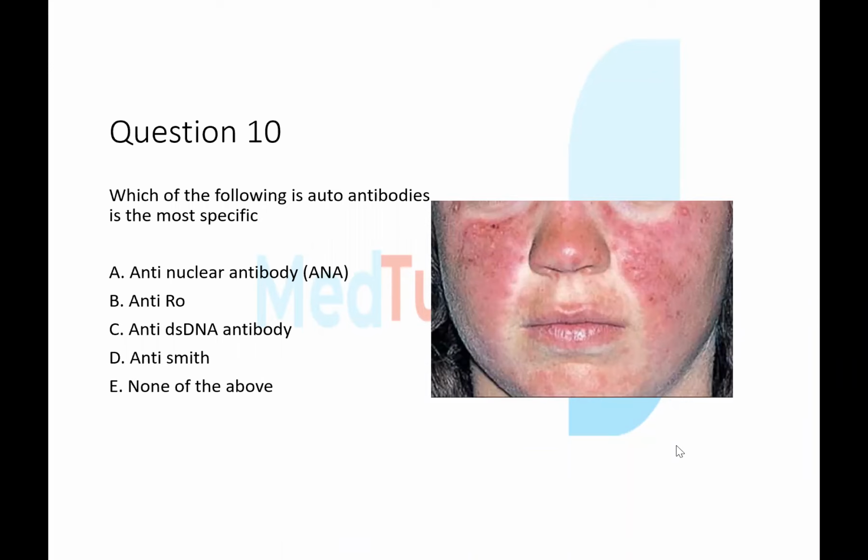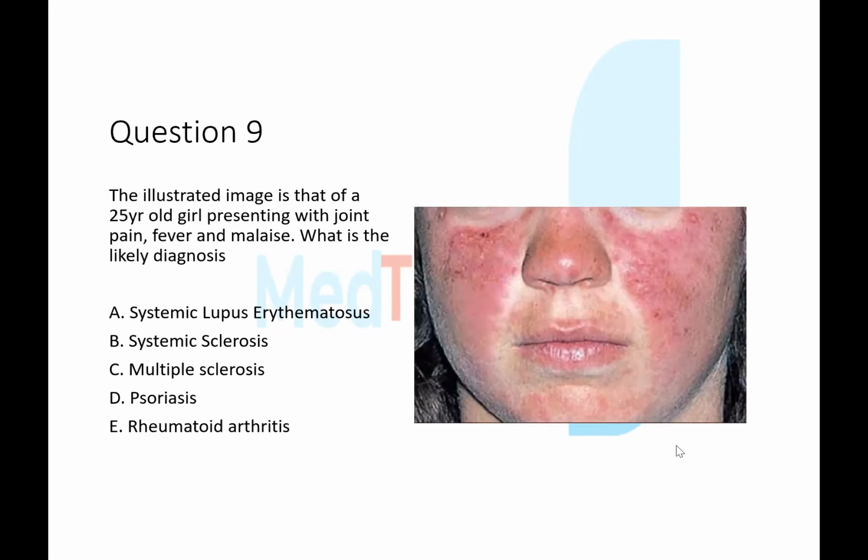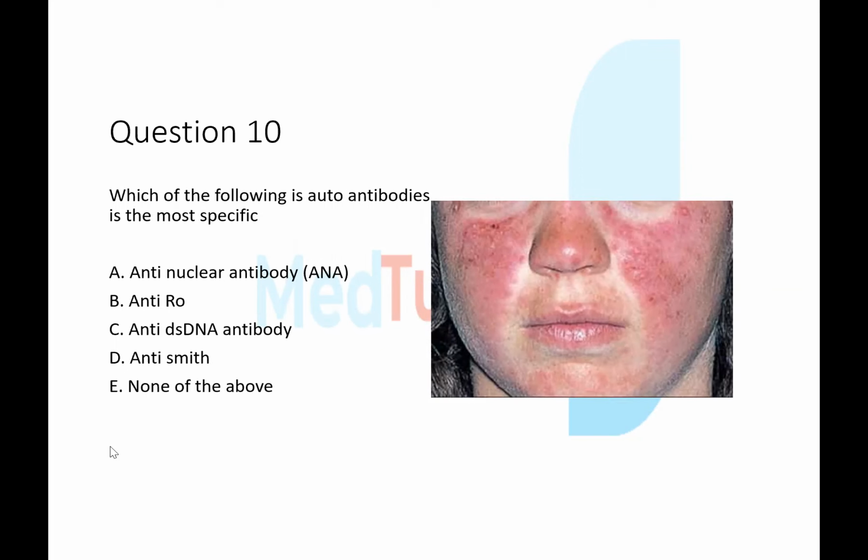Sorry, doctor, question. So for this question that asked more specific, should we take the anti-Smith? If the question says most specific, you go for anti-Smith. If the question says most sensitive, you pick ANA. Is that clear? Okay, thank you. Next slide.